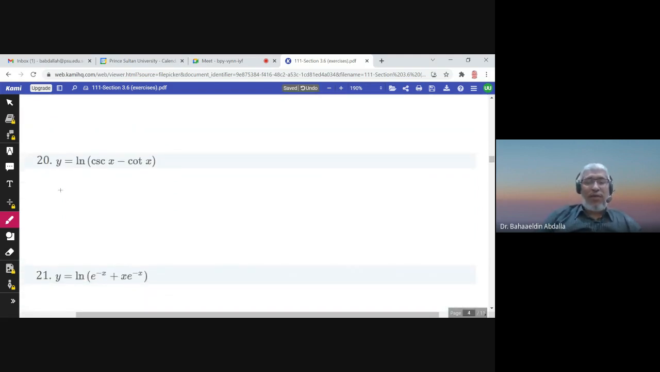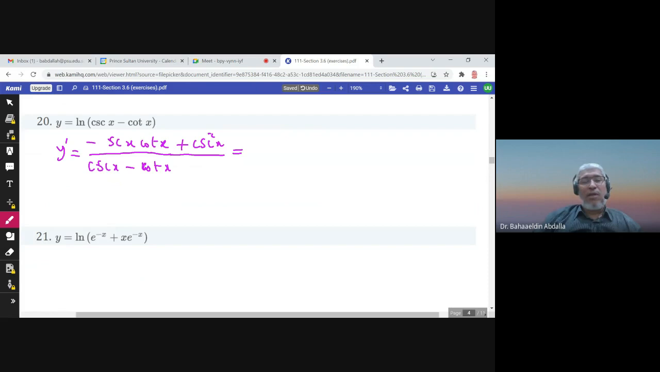Well, y prime here, this is a composition. So the derivative of the outer function, which is ln, so 1 over cosecant x minus cotan x. Now the derivative of cosecant is negative cosecant x cotan x, and the derivative of cotan is negative cosecant square, and there is a minus here, so it would be positive cosecant square x.